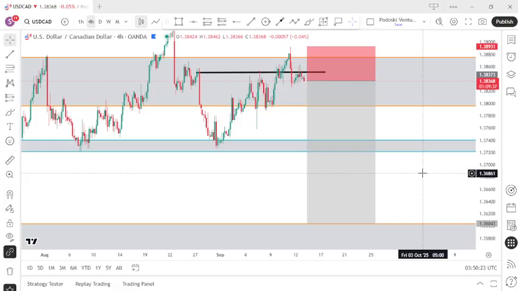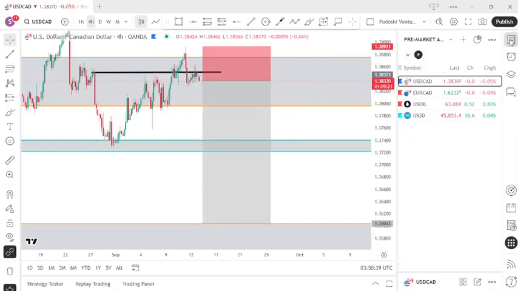So for now, you just have to wait for this bearish candle to close, and when it does, then we take our sell on USD CAD. We have about 1 hour for it to close. So that's it on USD CAD. Let's move on to the next.